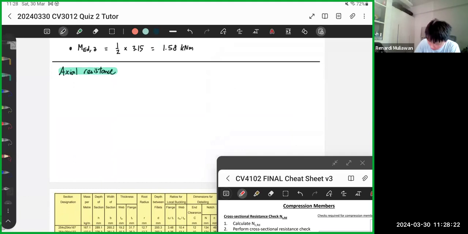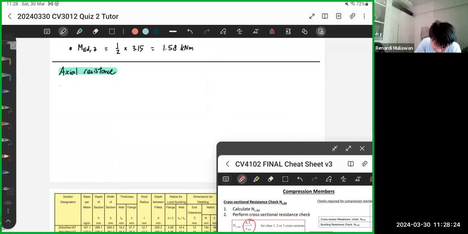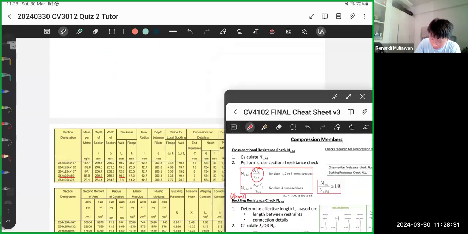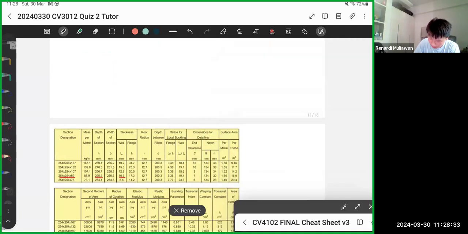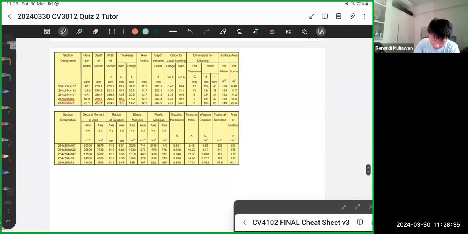So what's the check? We just need to calculate NcRd. Step one: NcRd is A times Fy over gamma M0. Again, for A, you need to go to the table. So if you see here, this is the table. We are dealing with 254 by 254 by 89. This one I explain a bit on the table.